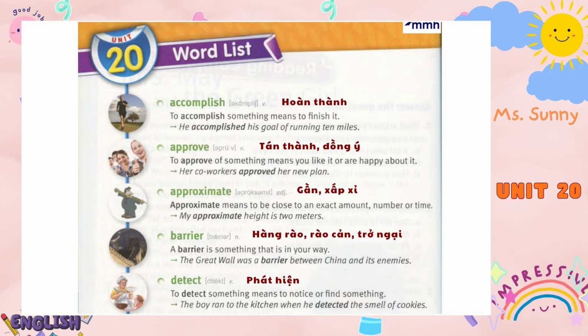Approximate. Approximate means to be close to an exact amount, number, or time. My approximate height is 2 meters. Barrier. A barrier is something that is in your way. The Great Wall was a barrier between China and its enemies.